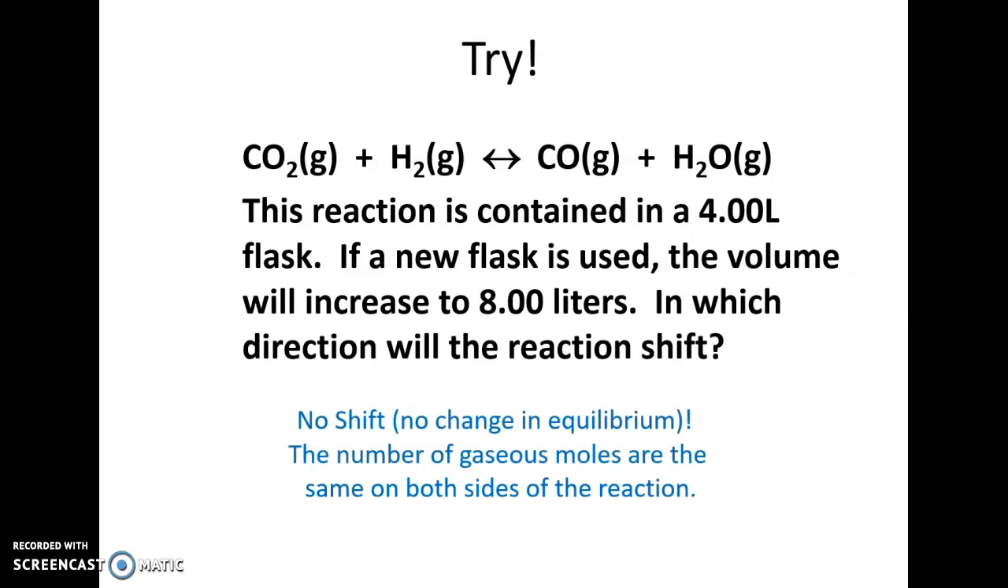All right, so on this, no shift would happen, so no change in equilibrium would occur, because if you notice, I have 2 gaseous moles on the left, on the reactant side, and I have 2 gaseous moles on the right, on the product side. So they're exactly the same. So if the gaseous moles are the same on both sides, it will have no effect on the equilibrium.